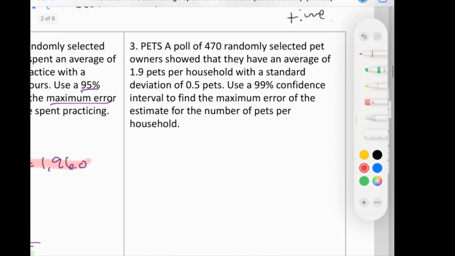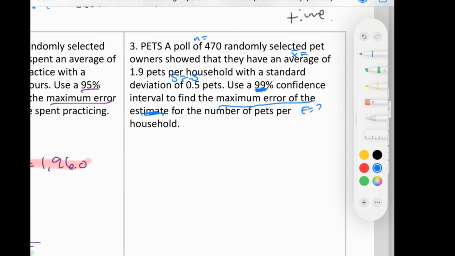And our last one, of course, pets. A poll of 470 selected pet owners, so n equals 470, show that they have an average of 1.9 pets per household with a standard deviation of 0.5 pets. So again, we don't need that, but I'm just going to write x bar equals 1.9 and a standard deviation of s equals 0.5. Okay, we have a 99% confidence interval to find the maximum error of the estimate.